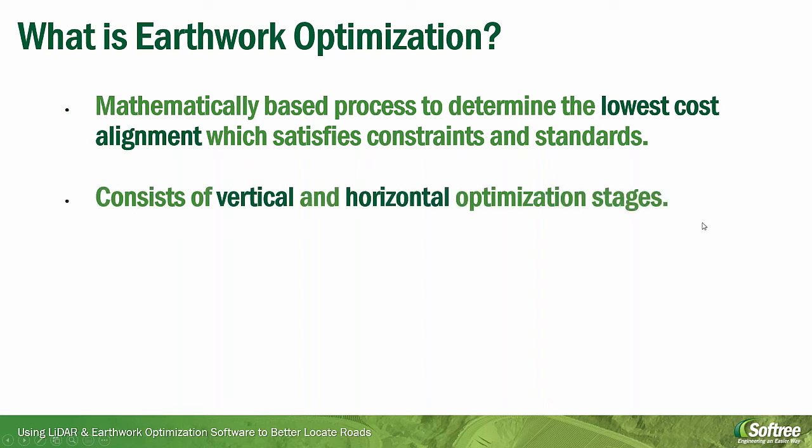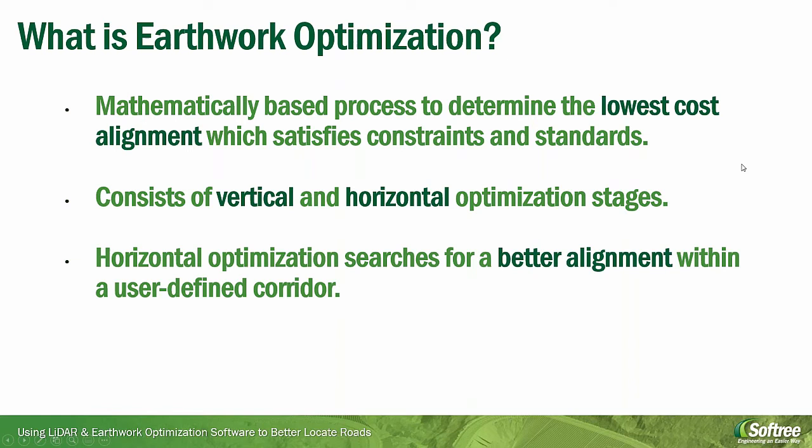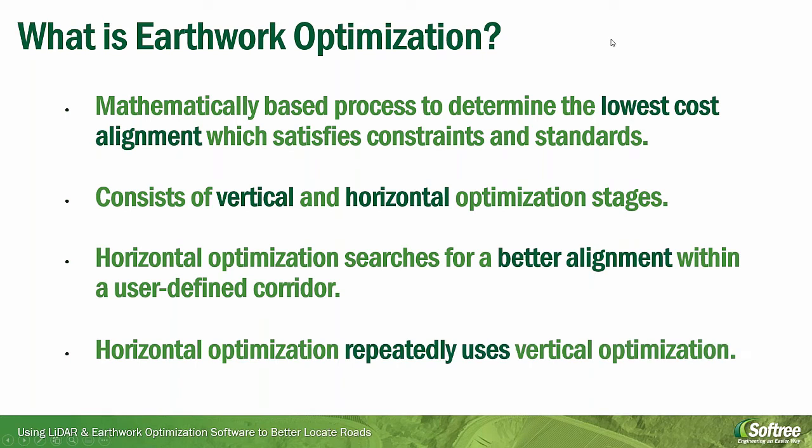So what have we got? We've got both vertical and horizontal optimization stages. We'll talk a little bit more about them just now. It should be noted that horizontal optimization searches for a better solution. It does not necessarily find the best, but it is an automated system to look for better solutions, and we'll talk a little bit more about that as well.